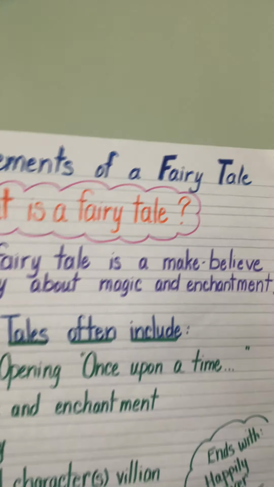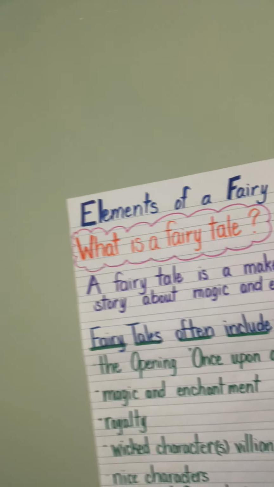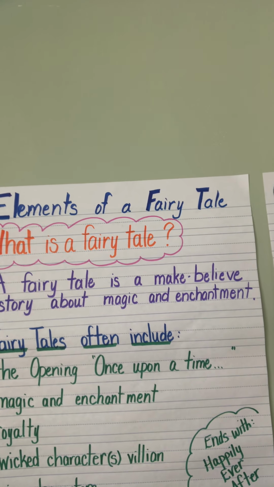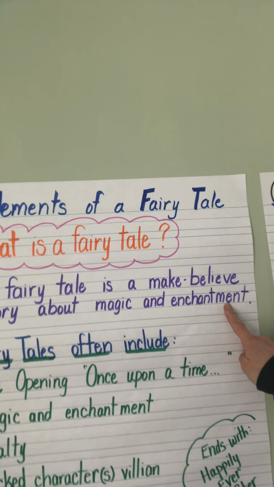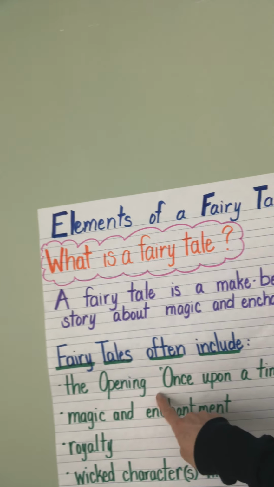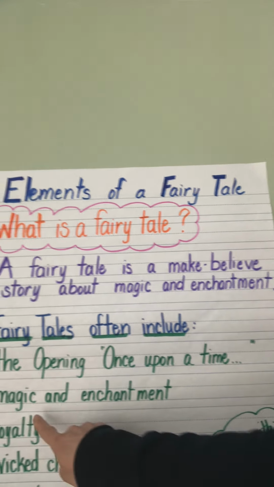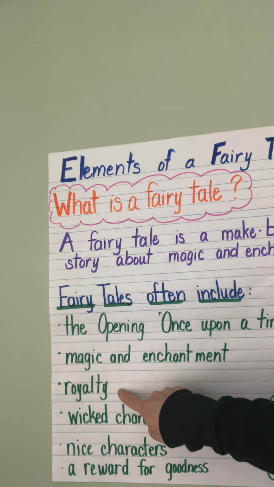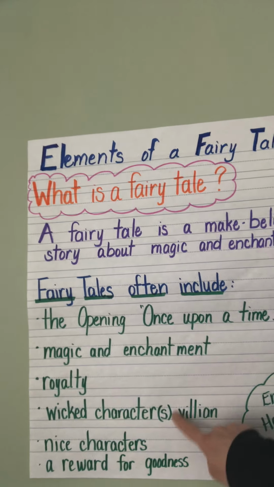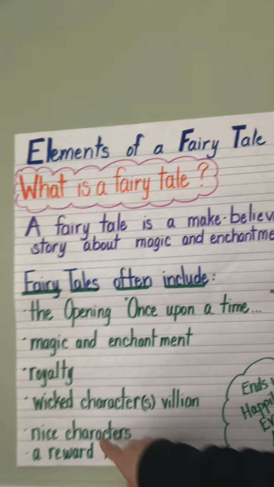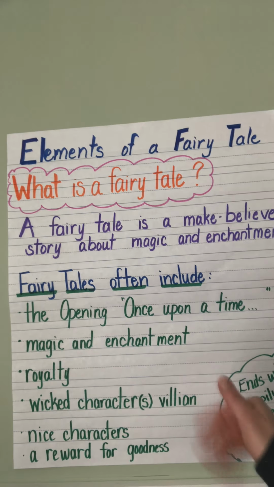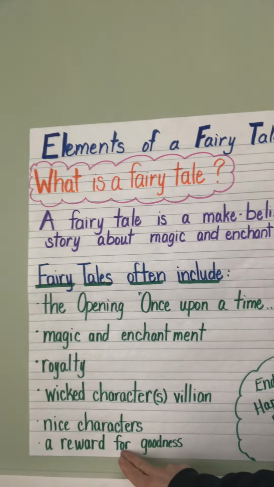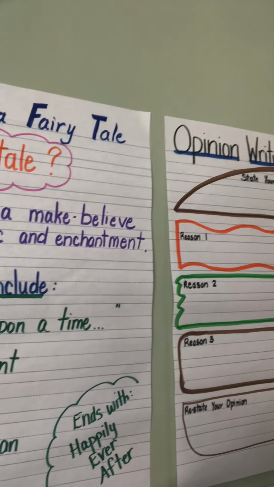So a fairy tale is a make-believe story about magic and enchantment. Fairy tales often include the opening Once Upon a Time. They have magic and enchantment in them. They're about royalty. There's often wicked characters, otherwise known as a villain, sometimes more than one villain. There's also very nice characters, characters that only do good. And then they get a reward for that goodness, okay? And they always end with happily ever after. So those are kind of the things that you can tell make a fairy tale a fairy tale.